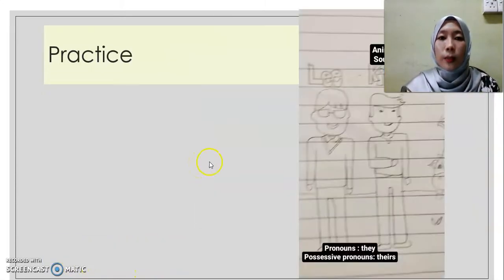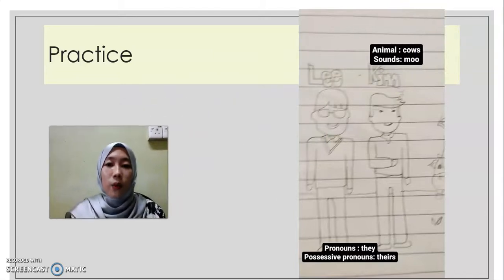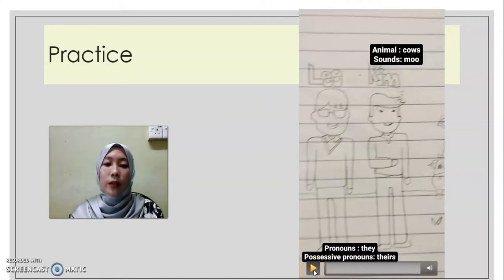The third one, the practice stage, I asked the pupils to use tools in social media to record a video and present their understanding of the lesson learned in the previous stage. This is one of the examples from the pupils, and this video is shown with the consent from the parents of the pupils.